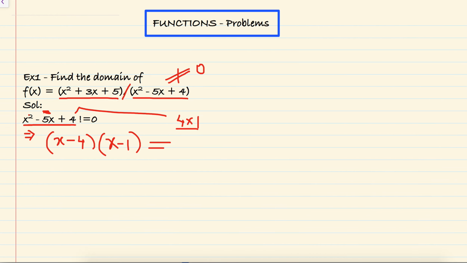So this should not be equal to 0. If any one of these is 0, then the whole term becomes 0. So individually, none of these can be 0. So x minus 4 cannot be 0, because if this is 0 then the whole term will become 0, and x minus 1 should also not be equal to 0.